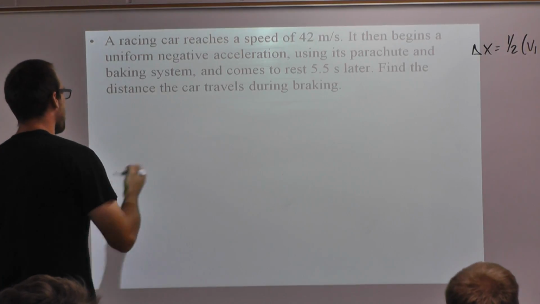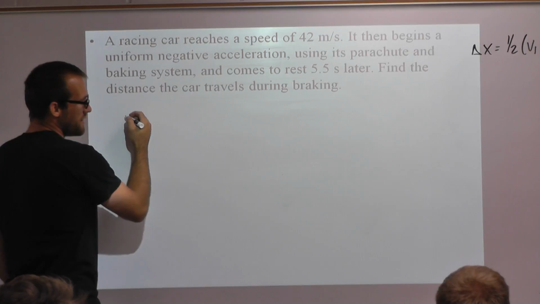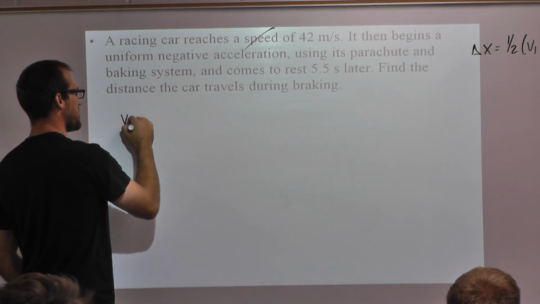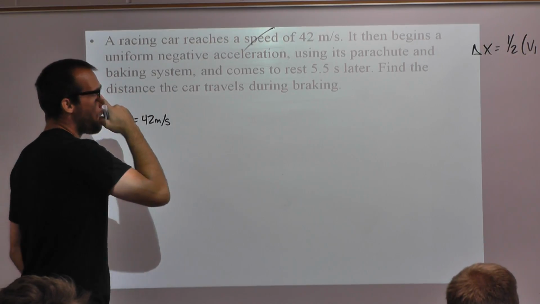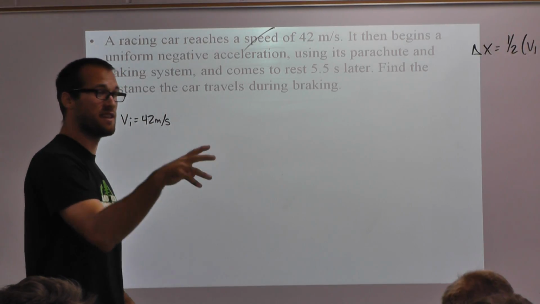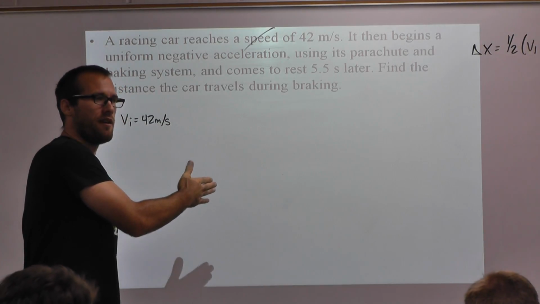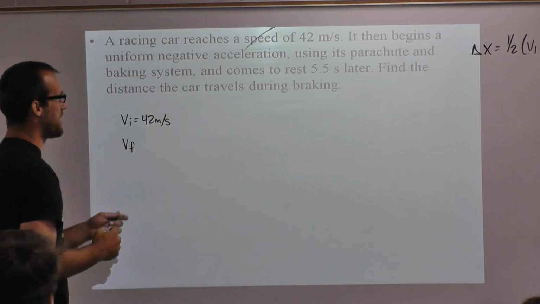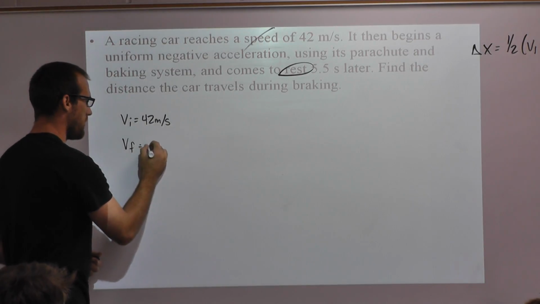Okay, what's 42? That's the initial. It should say velocity. It's V initial, and then final 0. Reaches a speed of 42, wouldn't that be the final? That's the last speed it reaches. So it's saying a car races to this speed and then puts on the parachute, so we're not looking at what happened before. Does that make sense? Then Vf is 0, since it comes to rest.